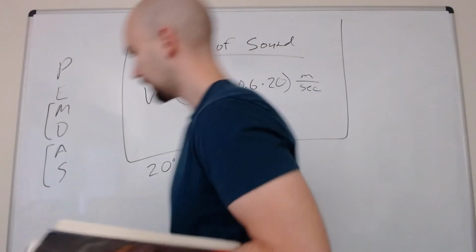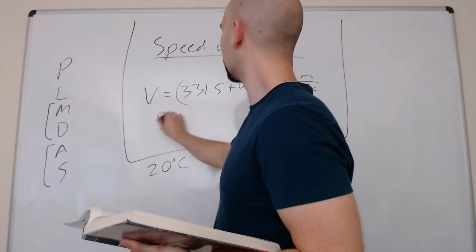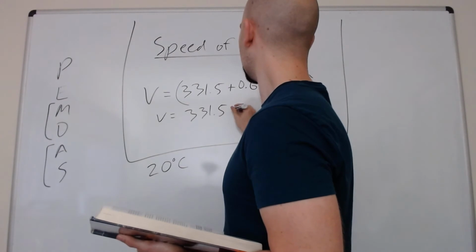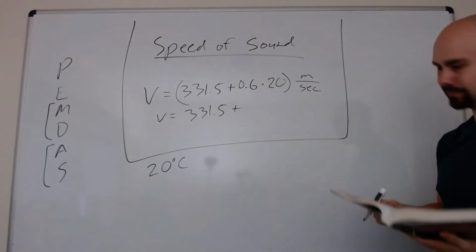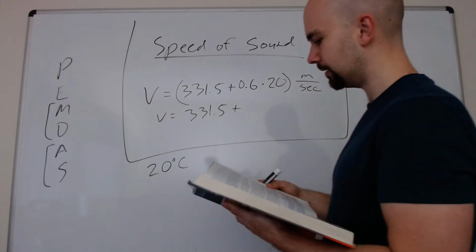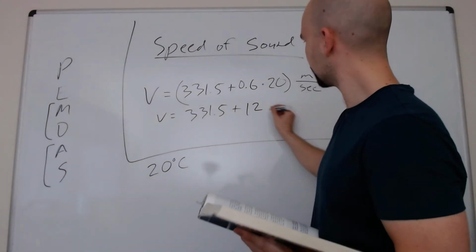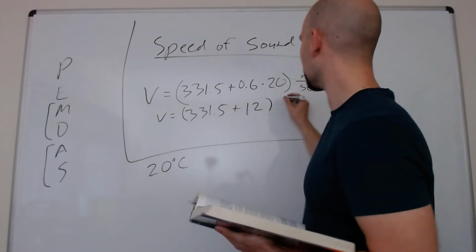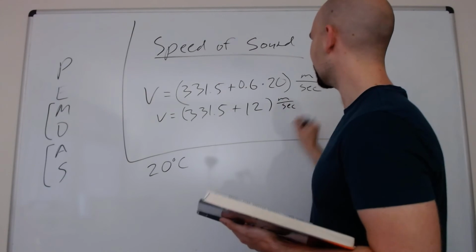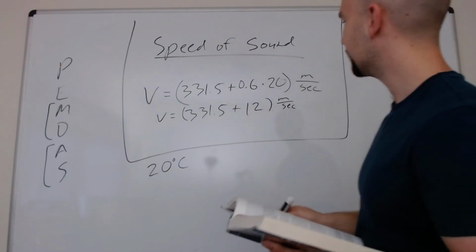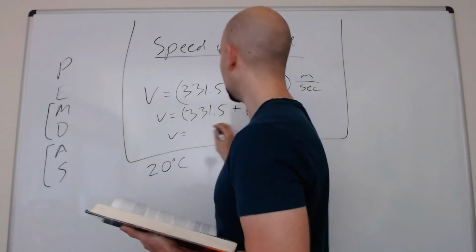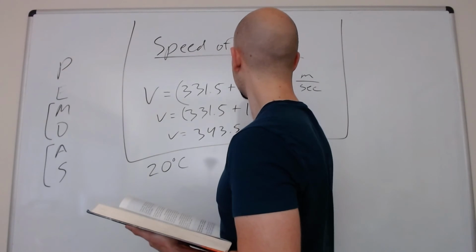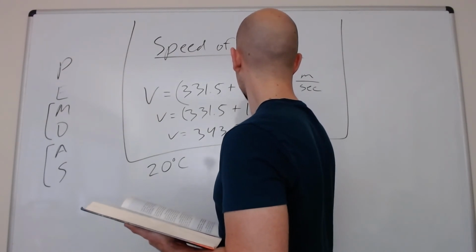Step 2 is going to be velocity equals 331.5. I can drop my parentheses at this point. Plus, what is 0.6 times 20? That's going to be 12. I guess I'll keep my parentheses because it's all times meters per second. Yeah, I need that for the unit. Then what's 331.5 plus 12? Velocity equals 343.5 meters per second.